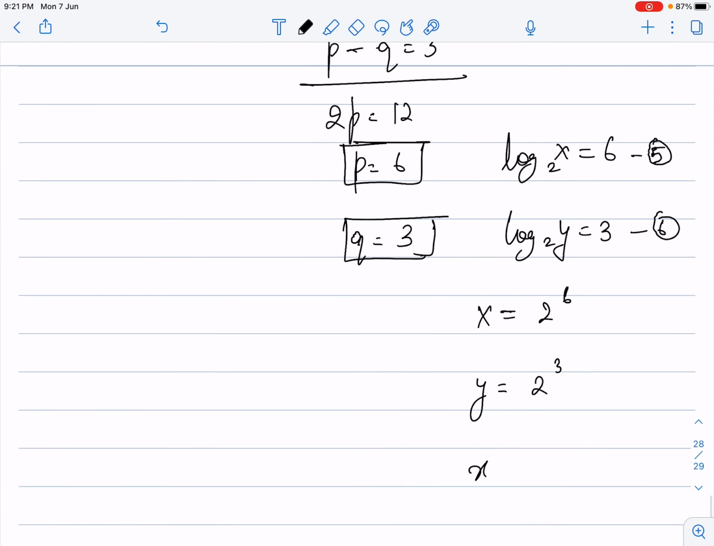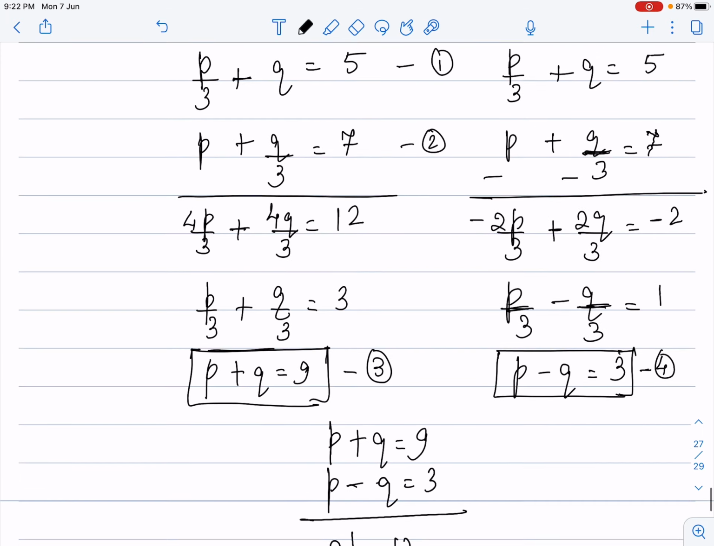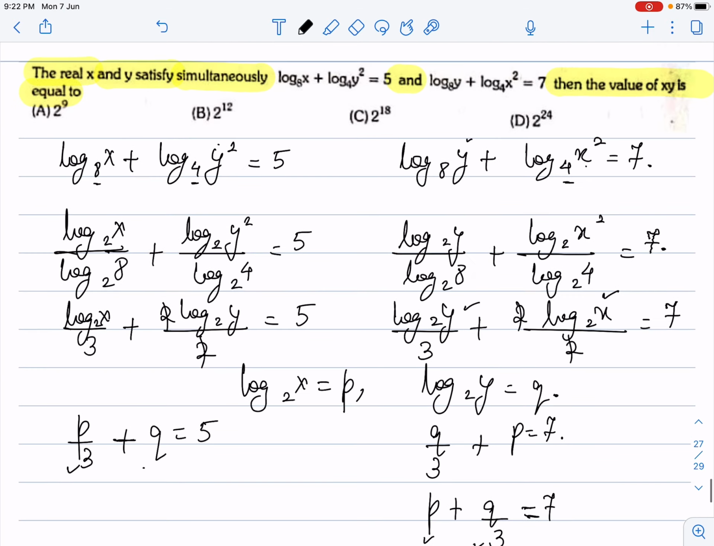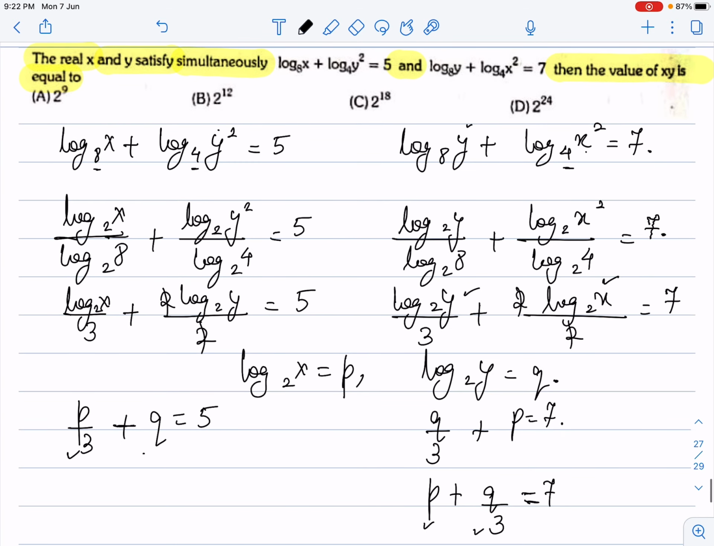What has been asked to you? xy is asked to you. 2 to the power 6 multiplied by 2 to the power 3 is 2 to the power 9. So which would be the right answer for this question? Guys, the right answer for this question would be option A.